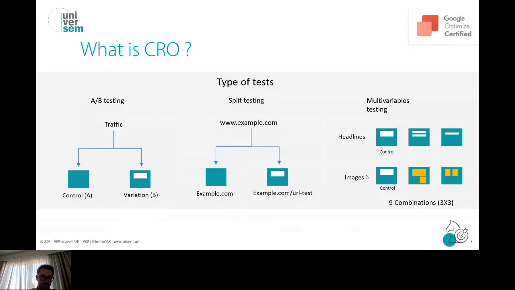If we detail a bit more the different types of tests I talked about just before, we have first the A/B testing. So you have your current version, and then you decide to create a variation of this version with a different image, a different structure, a different content, and so on. And you look at which is the best version, which version converts the best. So it's an easy one.